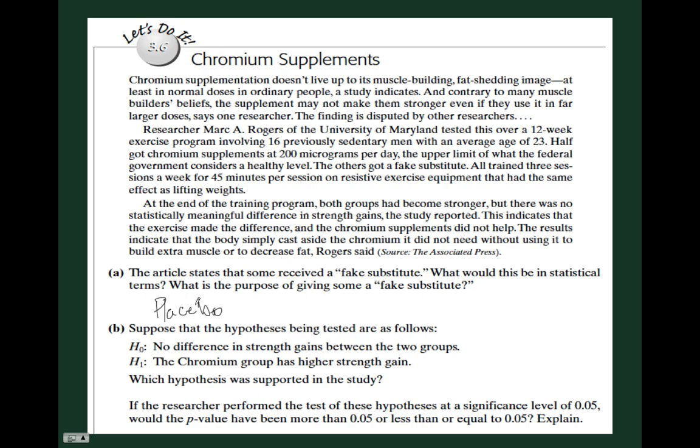Suppose that the hypotheses being tested are as follows. The null: no difference in strength gains between the two groups. Then the alternate would be that the chromium group has higher strength gain. Which hypothesis was supported by the study?